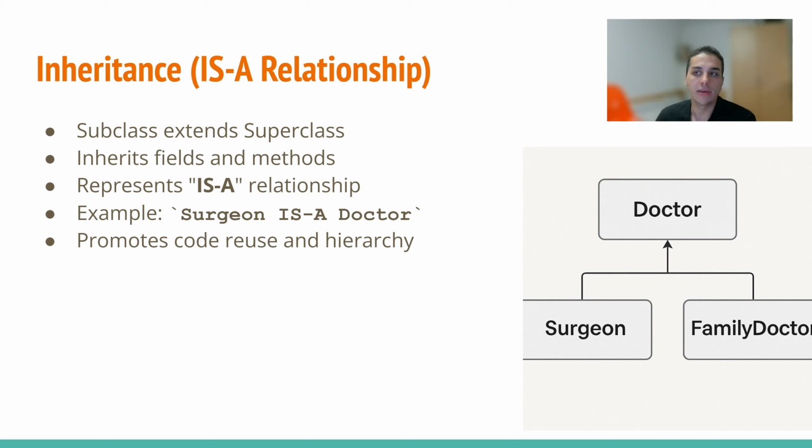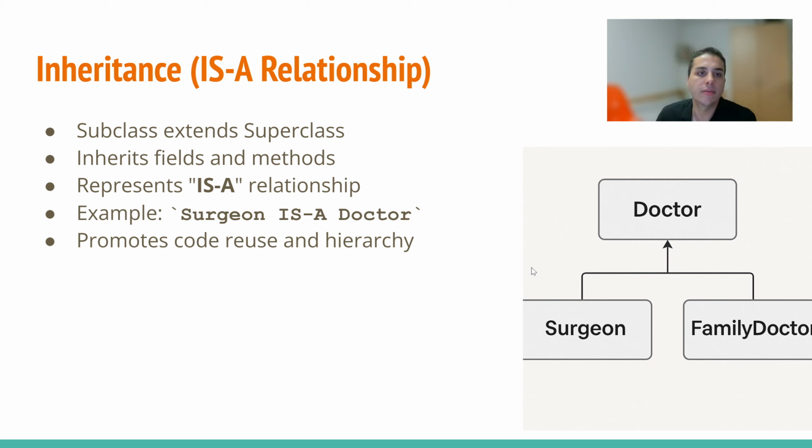For example, if we have a surgeon that inherits from doctor, then a surgeon is a doctor. The subclass automatically has the variables and methods of the superclass, except the private ones, and can add new ones and override existing methods. Inheritance helps promote code reuse, like common features, and establishes a natural hierarchy.